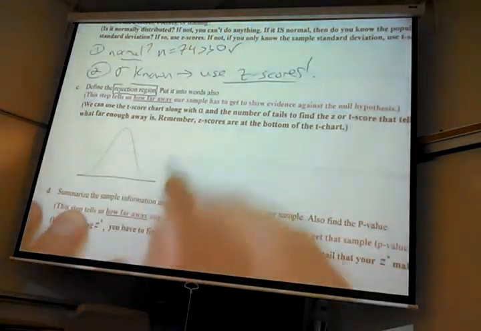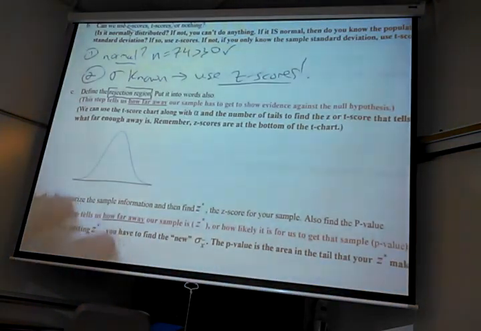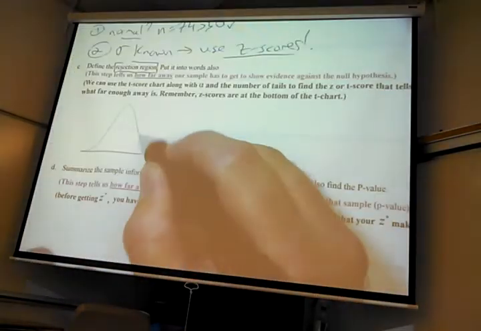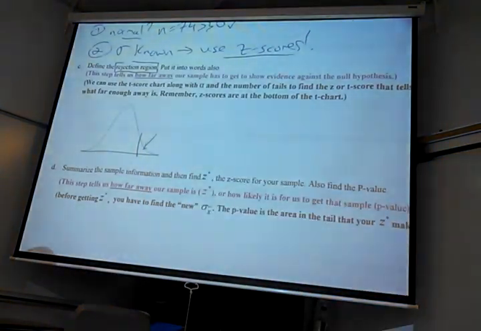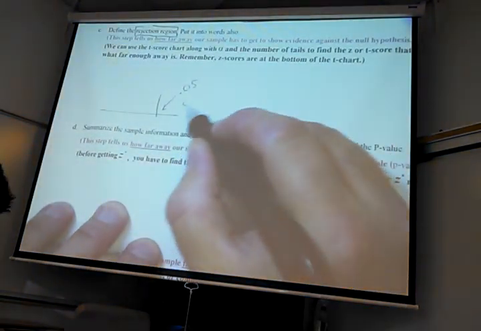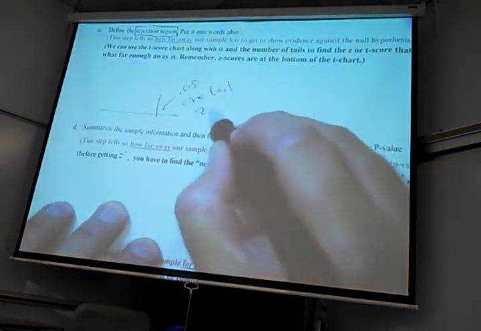So where will it be, first off? I want to know, where will that benchmark be? And again, I can just go up here and say, oh yeah, I'm interested in up here. I want to show it's greater. So I know it's going to be up here. What's alpha? Yeah, 0.05 alpha. So I know that's going to be 0.05. One tail, z-scores.